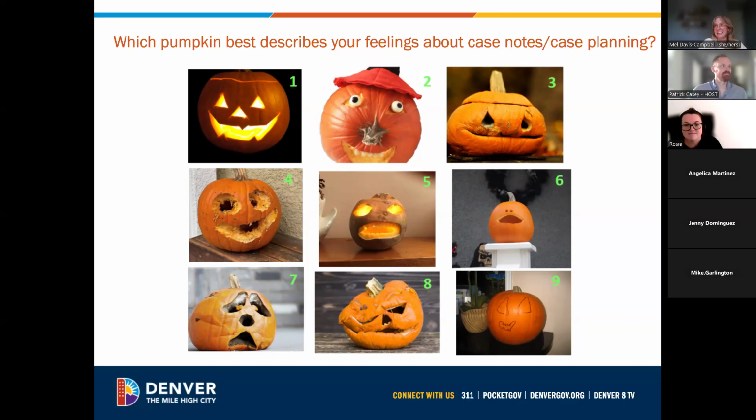We've got a 5 from Jenny. That's awesome. A 6, a 2. People are coming in all across the board. I see number 1 so far. That's awesome. I think I would interpret this as people have a lot of different feelings and levels of experience and comfortability about case notes and case planning. And that's fantastic. Hopefully you can take something away from this training today.